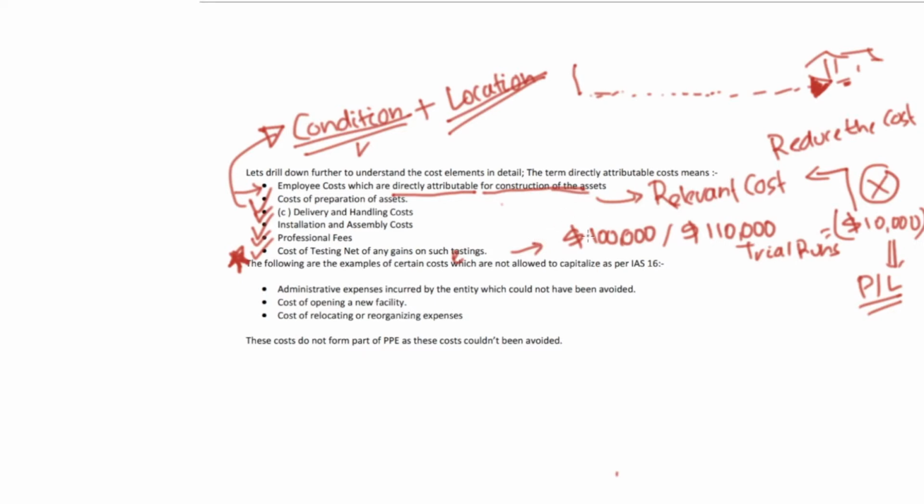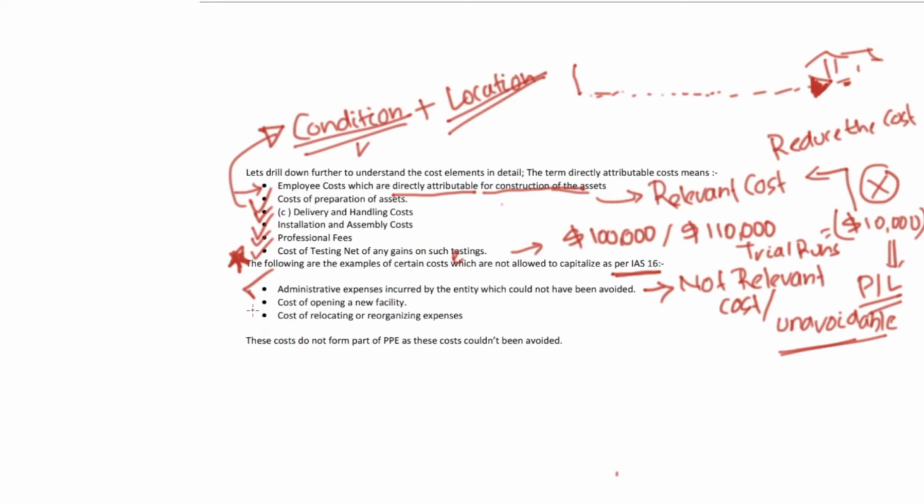Now, let's look into some examples which are not eligible for capitalization under IAS 16. The first cost is the administrative cost, because these are not relevant costs. These costs are unavoidable unless and until we fire them. Even if I'm going to purchase an asset or construct an asset, I'm still going to incur these administrative expenses. Hence, these are not capitalized.